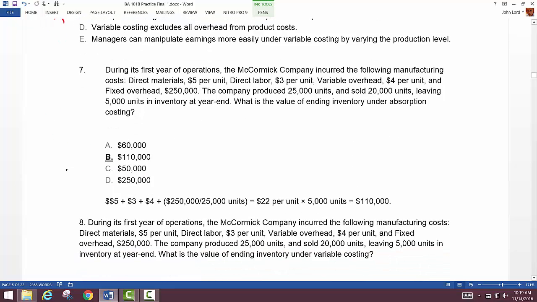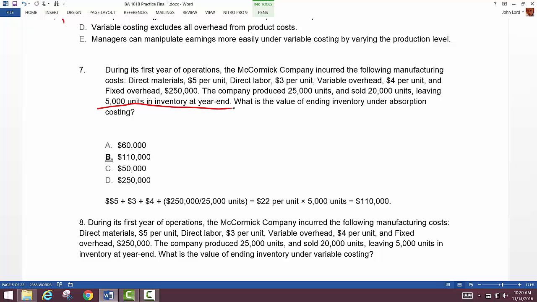During its first year of operation, the McCormick Company incurred the following manufacturing costs: direct materials, direct labor, variable overhead, and fixed overhead. The company produced 25,000 units and sold 20,000 units, leaving 5,000 units in ending inventory. And I'm like, why'd they have to say that? I would have liked to have seen you calculate that, but whatever. Obviously, there's 5,000 left if you produce 25,000 and sold 20,000. They helped you out there. What is the value of ending inventory under absorption?